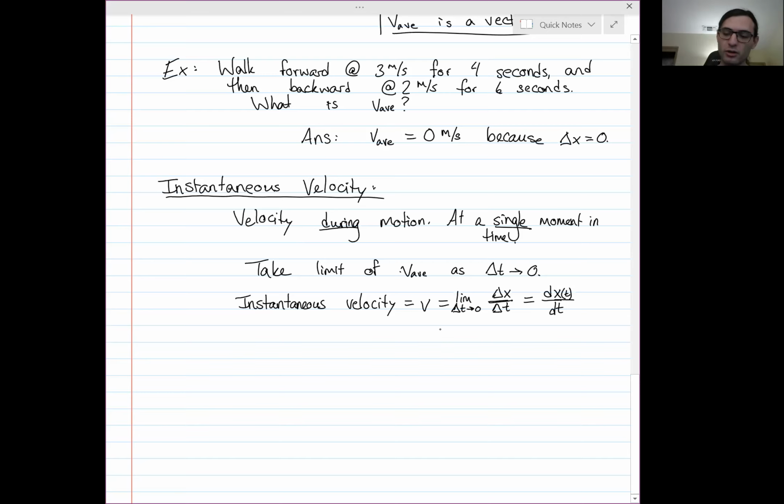Just as a note here, notationally, delta x is equal to x of ti plus delta t minus x of ti. So you can see why the limit of this thing as delta t goes to 0 would go to 0, because it just becomes x of ti minus x of ti.